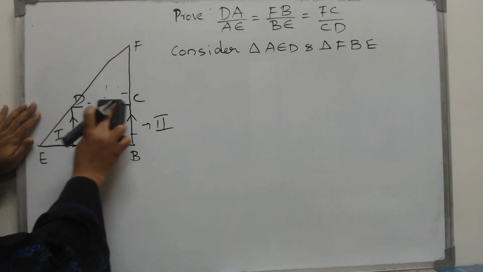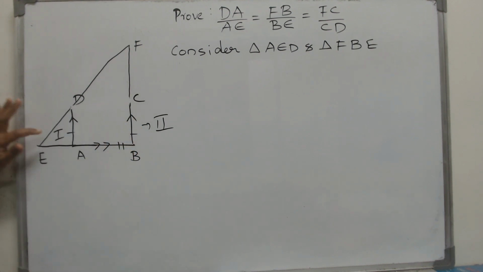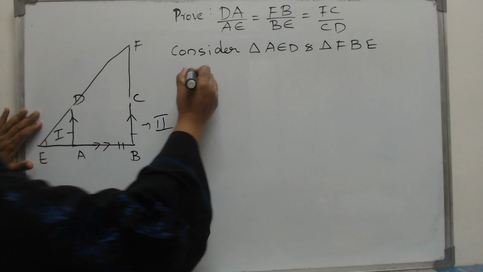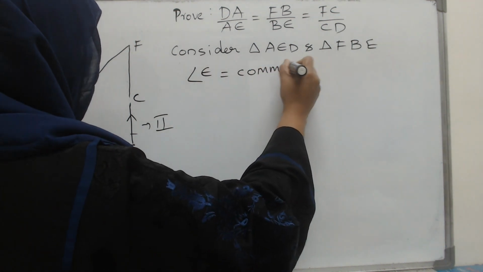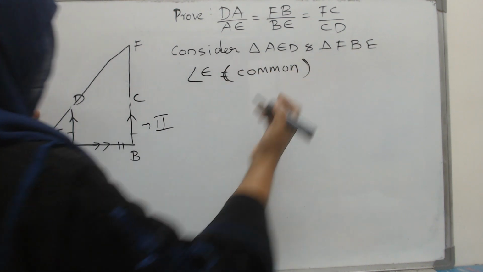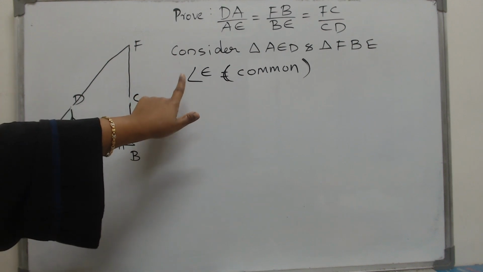So we don't need this partition here. I will get rid of this. So this is what we need to prove. Now at the first sight itself, what can you see? You have a common angle E. Angle E is common. Now to prove similarity, what do you have to do? You have to get at the most two equal angles. We are already there. We have got one.